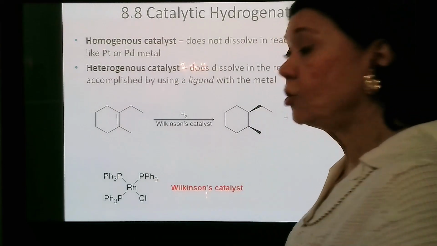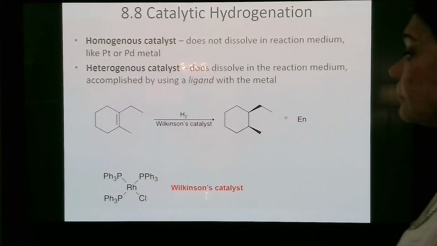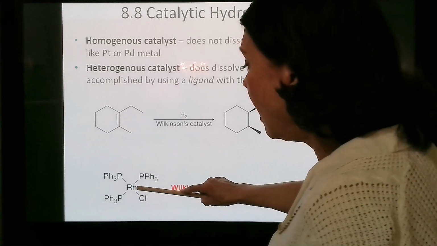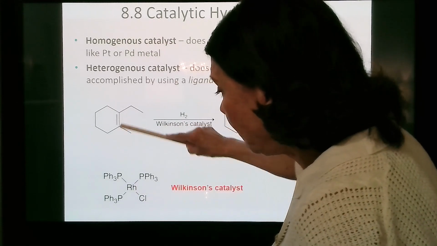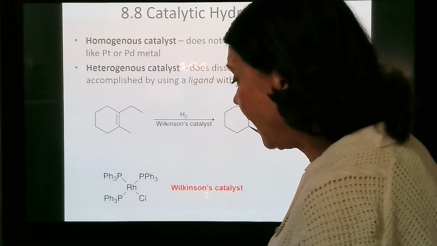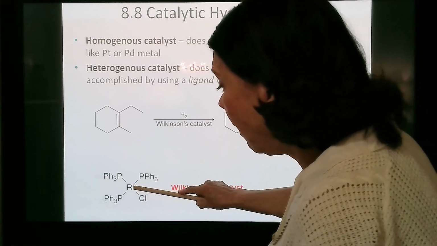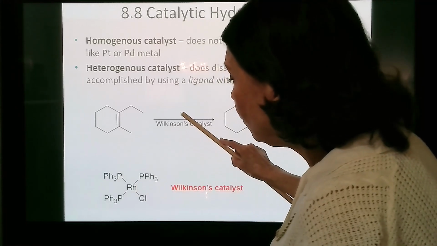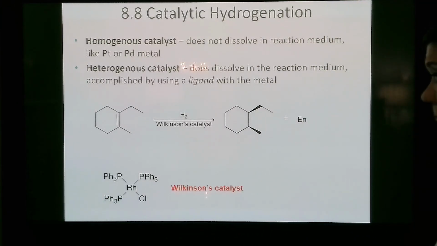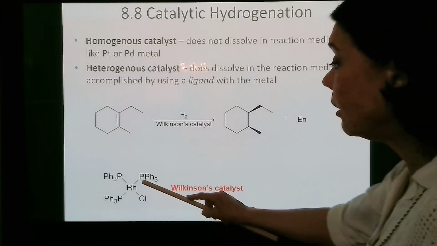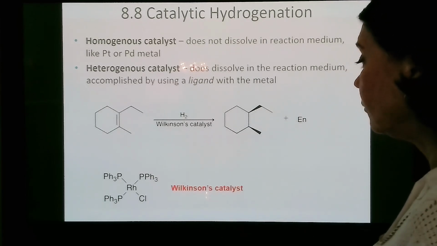So it is syn addition, but it's a syn addition for a different reason. What you have is the H2 added onto this catalyst, and then you have the pi bond associated with the catalyst. And so when the hydrogen is added to the pi bond, the two hydrogens come in from the same side onto the double bond, because they're associated with the metal. So this is called Wilkinson's catalyst.